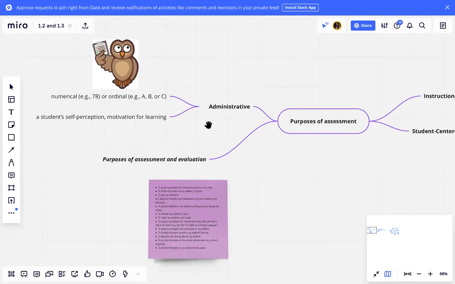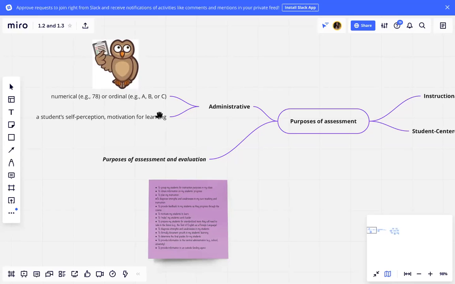The next purpose that we have here is the administrative. The administrative purpose consists of grading, which is the process of summarizing a student's achievement using, as you can see, a numerical grading, or maybe an ordinal like A, B, or C.